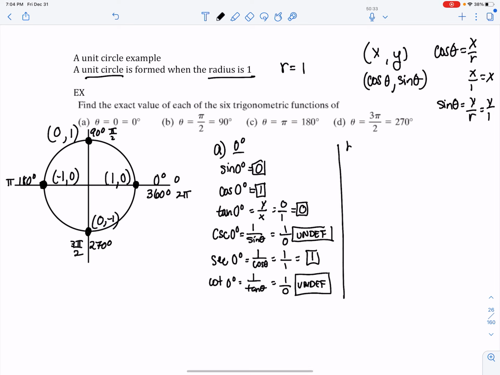Let's look at B. B is asking us to look at 90 degrees or pi over 2. So sine at 90 degrees. Now I'm looking at the y value at 90 degrees, and the y value is 1. Cosine at 90 degrees. Now I'm looking at the x value at 90 degrees, and that's 0. Tangent, remember tangent is sine over cosine or y over x. So my y value is 1, and my x value is 0, so I have undefined.